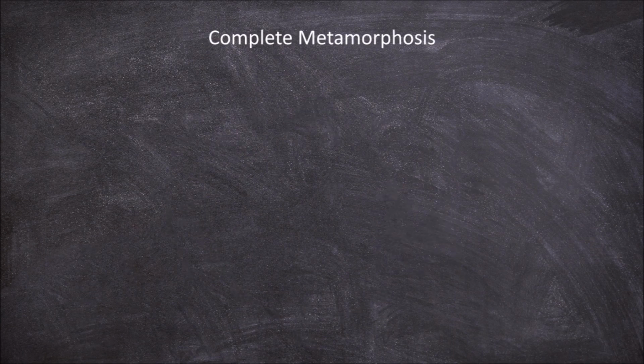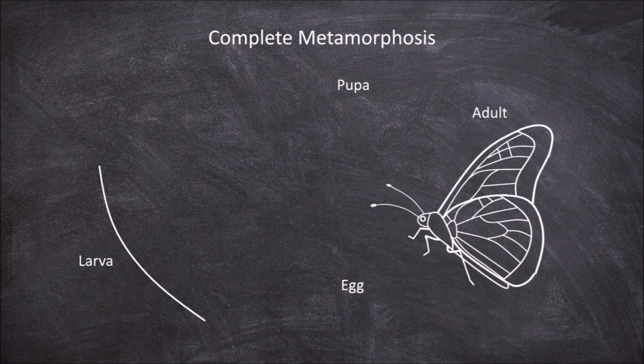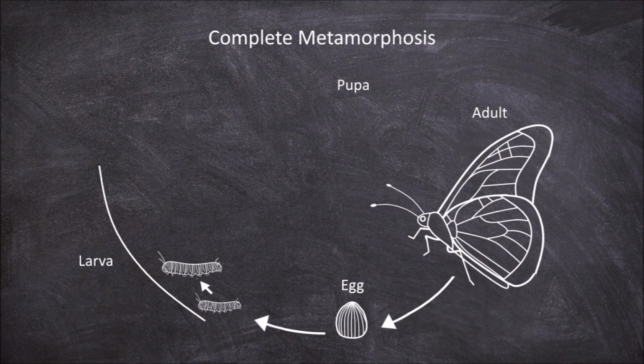Complete metamorphosis, on the other hand, consists of 4 stages: the egg, the larva, the pupa, and the adult stage. An example of complete metamorphosis is seen in monarch butterflies. The first stage is the egg stage. These hatch into larvae. In butterflies, the larvae are called caterpillars.